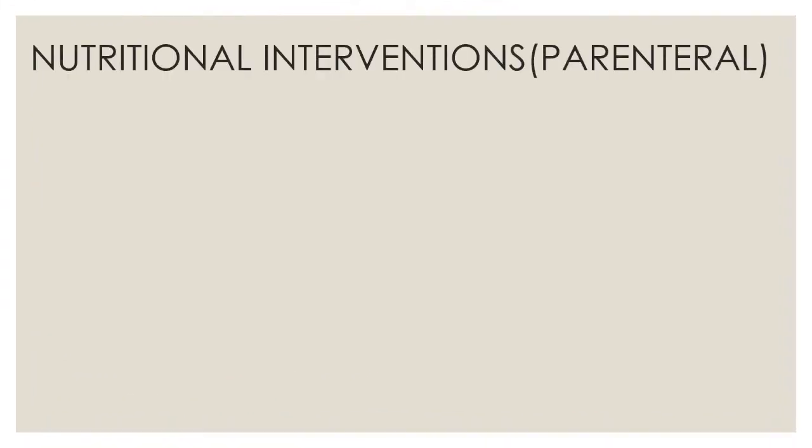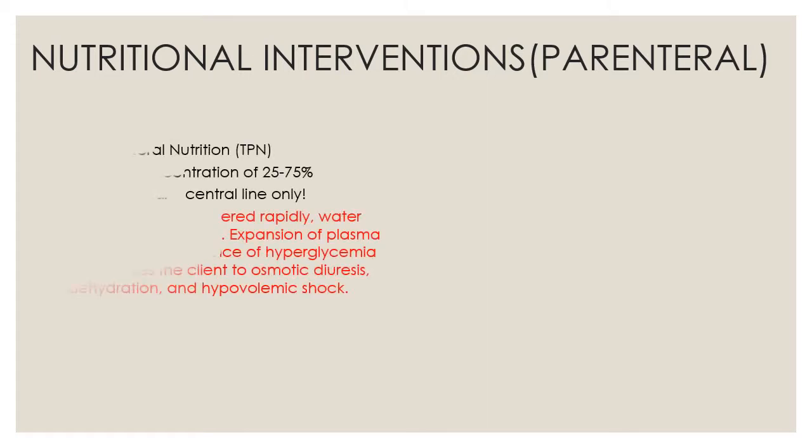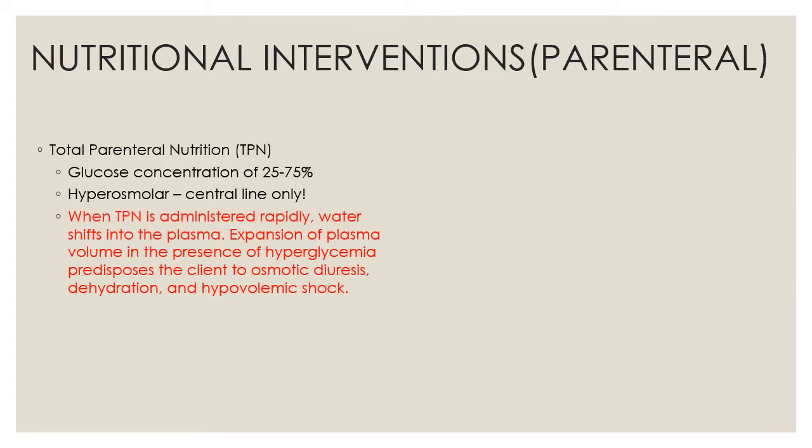Okay, now we're going to discuss parenteral nutritional interventions. Total parenteral nutrition, also known as TPN, has a glucose concentration of 25 to 75%. It's hyperosmolar, central line only to administer TPN. When TPN is administered rapidly, water shifts into the plasma. Expansion of the plasma volume in the presence of hyperglycemia predisposes the client to osmotic diuresis, dehydration, and hypovolemic shock.